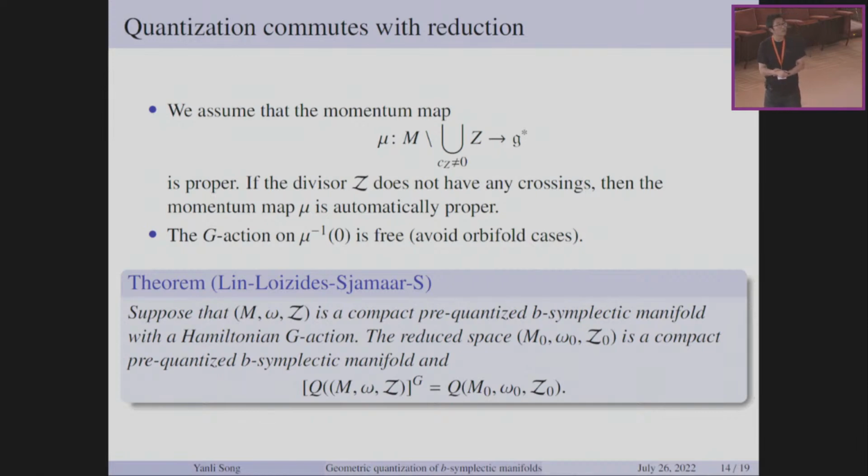So if it's pre-quantizable with Hamiltonian action, then the reduced space is a compact pre-quantizable b-symplectic manifold. Then we have that quantization commutes with reduction, where the left-hand side takes the G-invariant part. So this is the result for quantization commutes with reduction for b-symplectic manifolds.